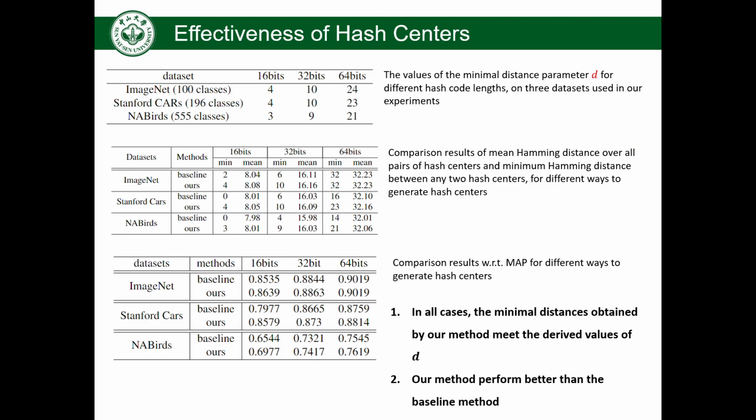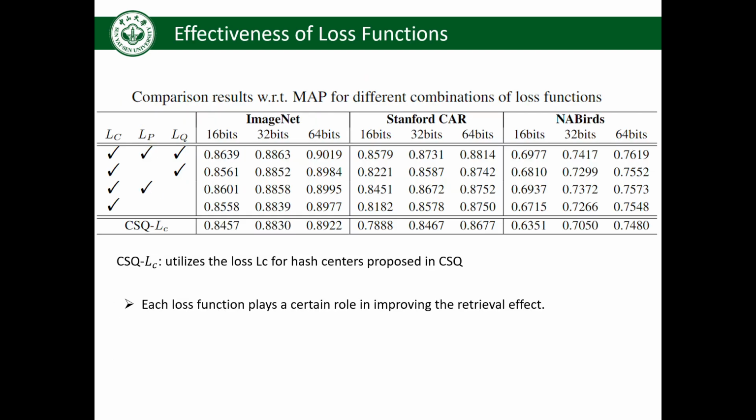We also compare with other hash center generation methods to validate the effectiveness of our method. We use CSQ as our baseline. We can find that our method performs better than the baseline method, and the minimal distance meets the Gilbert bound theory. Finally, we validate the effectiveness of loss functions and find that each loss function plays a certain role in improving the retrieval effect.